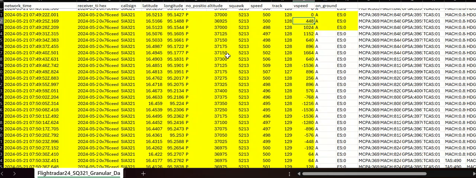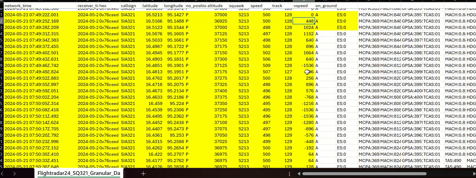37,125, 37,150, 37,175, 37,300. After 37,300, it is again decreasing, the altitude is decreasing to 37,125. That means from positive 1,664 feet per minute to negative 1,536 vertical speed. That means 2 seconds before, it's almost at the top, the altitude is increasing at 1,000 feet per minute, and after 2 seconds the altitude is decreasing at 1,500 feet per minute. That's a very scary turbulence.